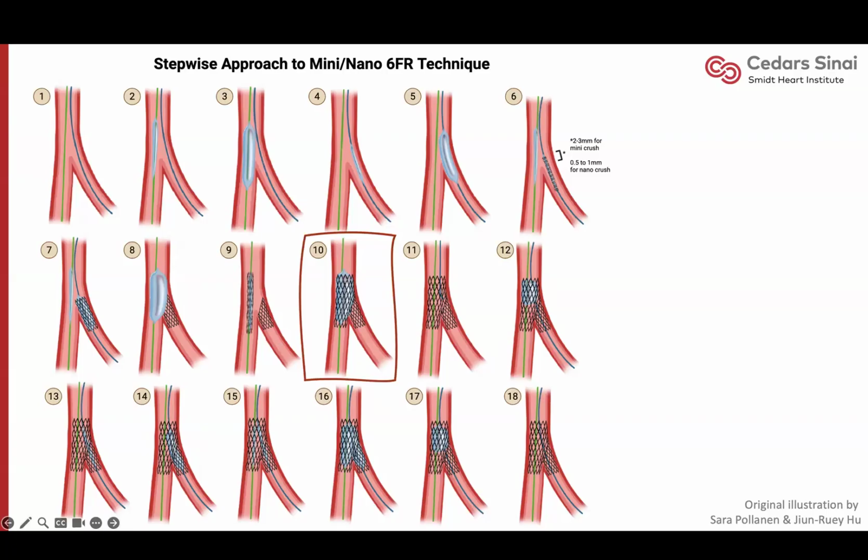Note that the deployment of the main vessel stent is not responsible for crushing the 1 to 2 millimeter proximal segment of the side branch stent, as in the 7 French technique, because in the 6 French technique, this proximal 1 to 2 millimeters was already crushed by the main vessel balloon in this step.